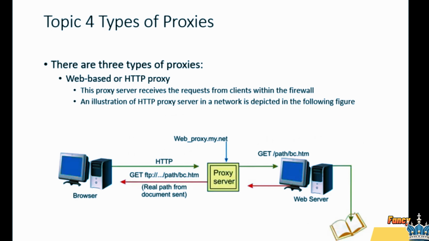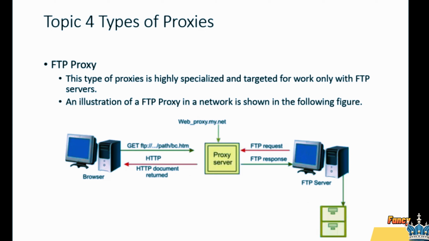Types of proxies. There are three types of proxies. Web-based or HTTP proxy: this proxy server receives the request from a client within the firewall. An initiation of an HTTP proxy server in a network is depicted in the following figure. FTP proxy: this type of proxy is highly specialized and targeted to work only with an FTP server. An initiation of an FTP proxy in a network is shown in the following figure.